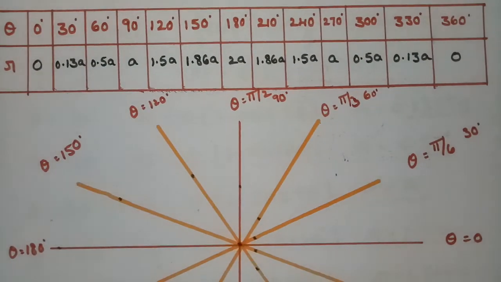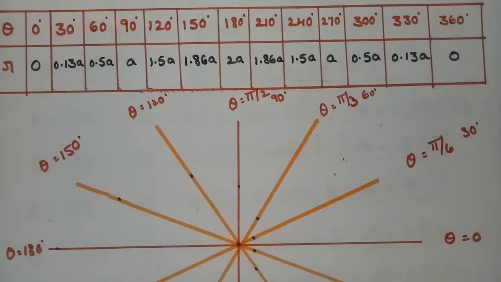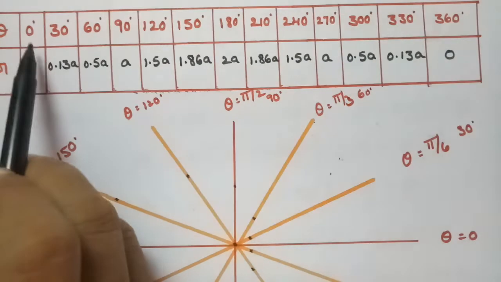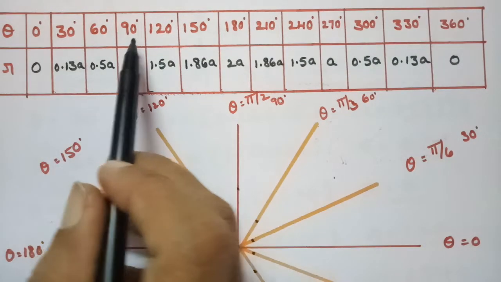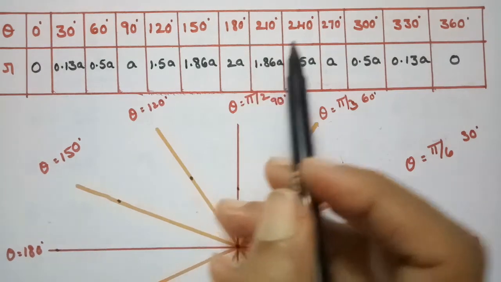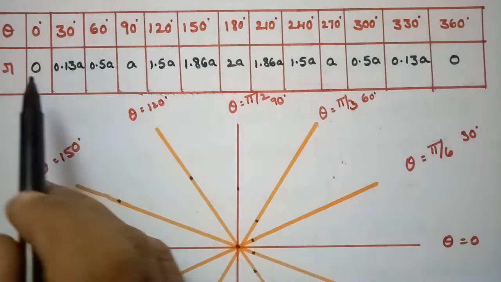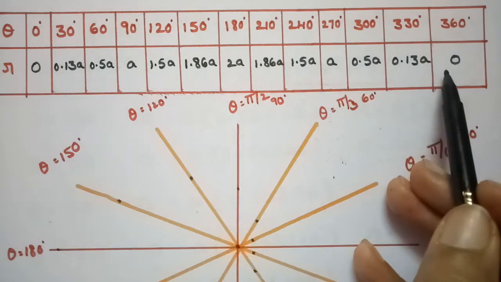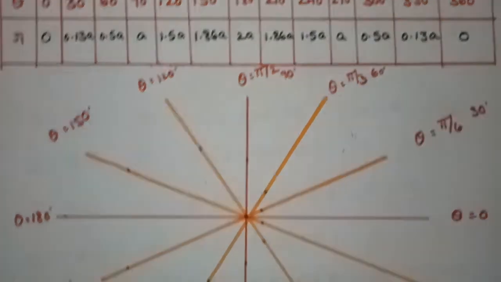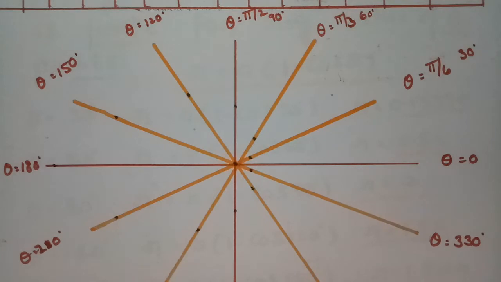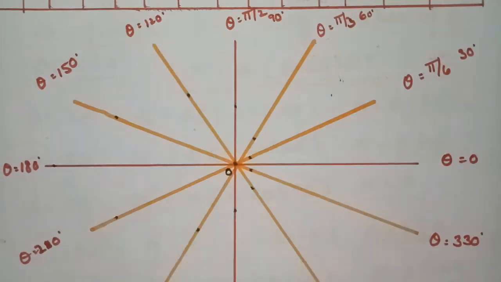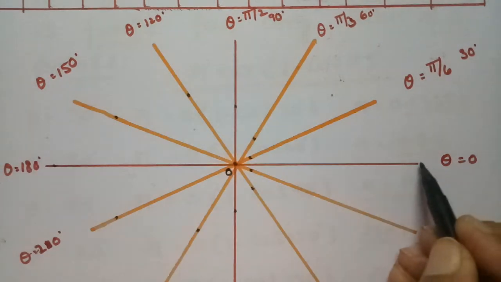So the theta values, see here. If you observe this one: 0, 30 degrees, 60, 90, 120, 150, 180, 210, 240, 270, 300, 330 and 360. So I have shown you how I got all these values. Now I am going to plot here. See here, this is the origin, so this is origin point O. And here this is the x-axis.